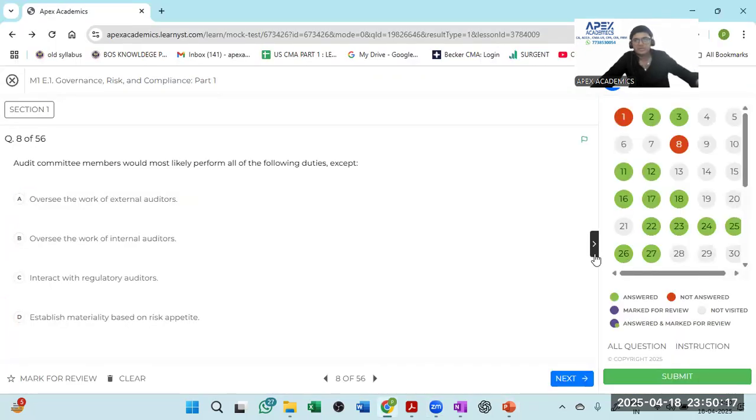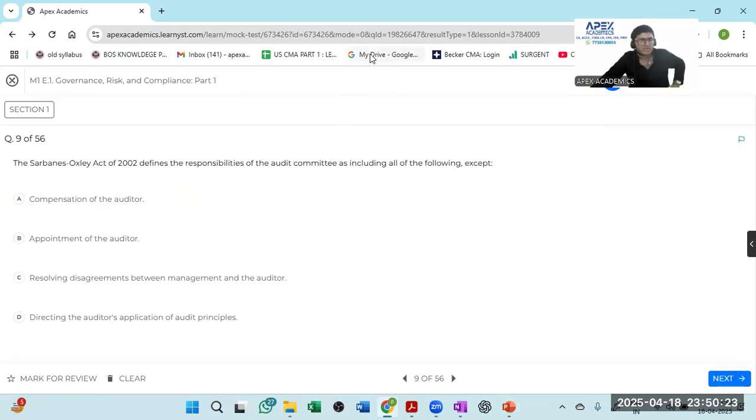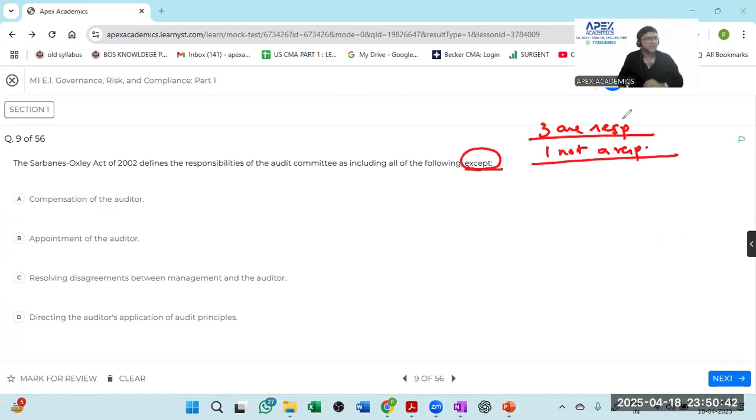Question number 9. Sarbanes-Oxley Act defines the responsibility of audit committee as all of the following except. Three are responsibilities, one is not a responsibility. I hope you understand. All of the following except.